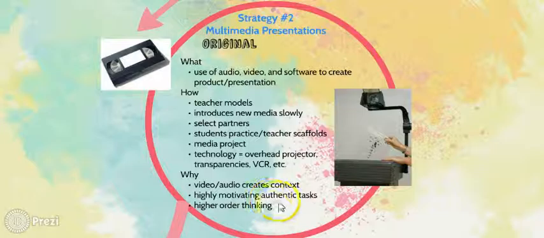So why would you want to use a multimedia presentation with an English language learner? Well, it has a lot of visual support, so the video and audio creates context for the language. It's highly motivating because it's an authentic task, and it activates higher order thinking.